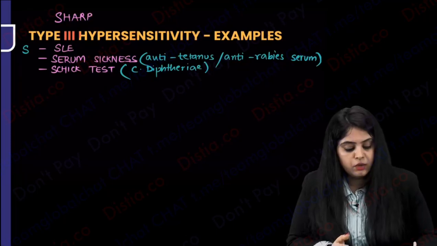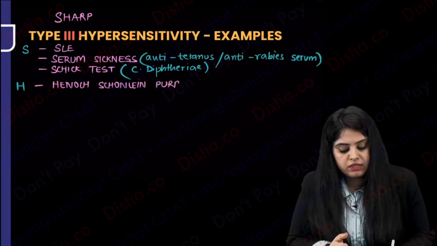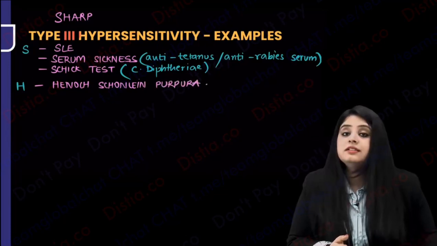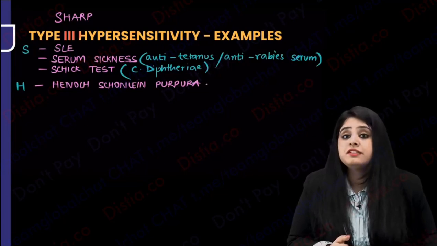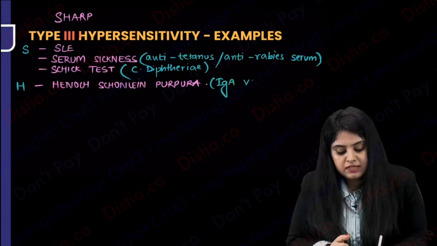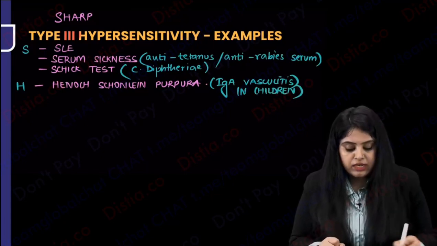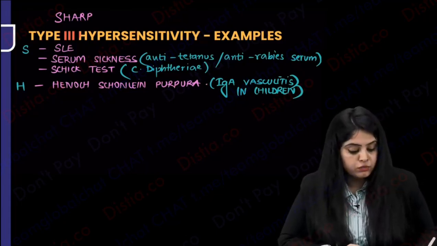Coming to the next, we have H. There's a very famous disease called Henoch-Schönlein purpura that you have to know, and that is type 3. Why is it important? It's a vasculitis. Which vasculitis? It is an IgA mediated vasculitis that occurs in children. That is Henoch-Schönlein purpura. Okay. What is the next one?